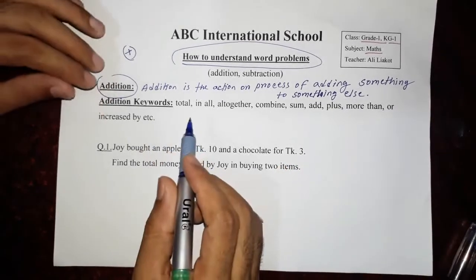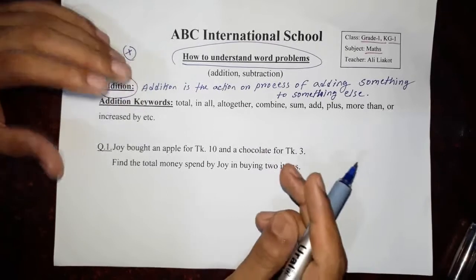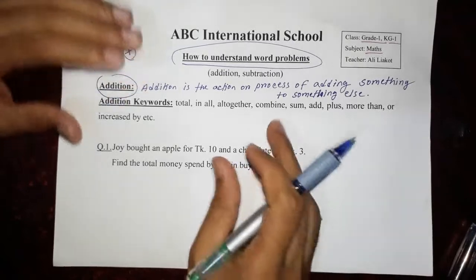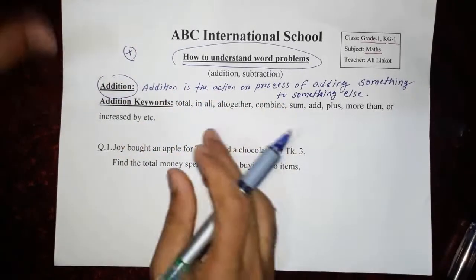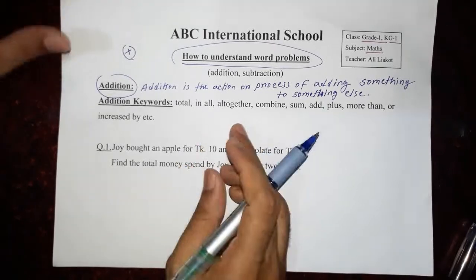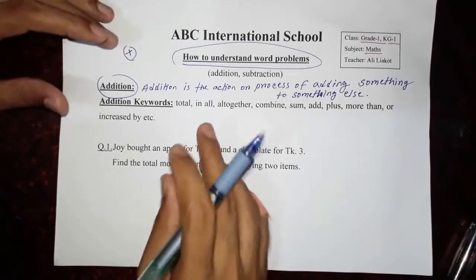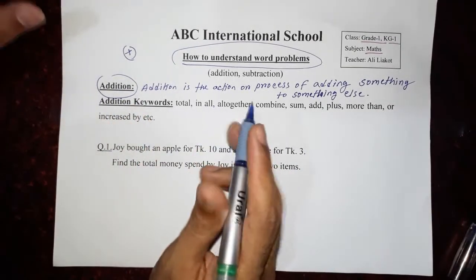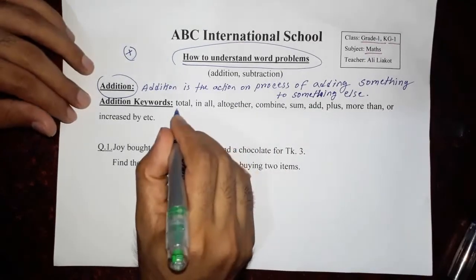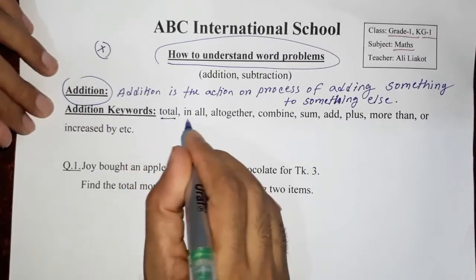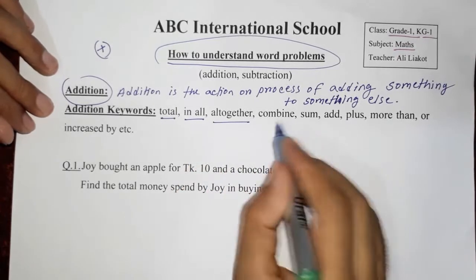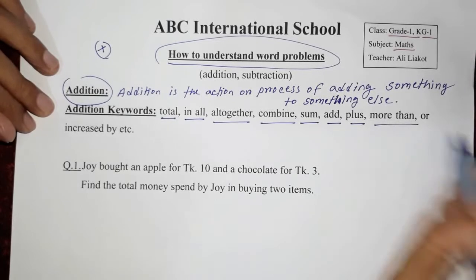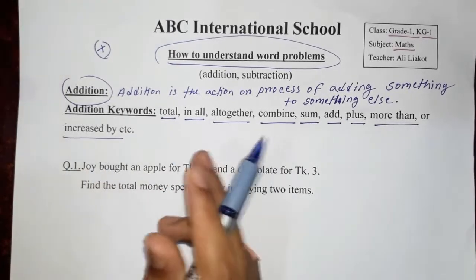Usually you have problems in understanding word problems because you do not understand whether you have to perform addition, subtraction, multiplication or division in the question. So let's see word problems in detail. Start with addition word problems. First of all, we should know the addition keywords. What are the addition keywords? Addition keywords are total, in all, altogether, combine, sum, add, plus, more than, or increased by, etc.